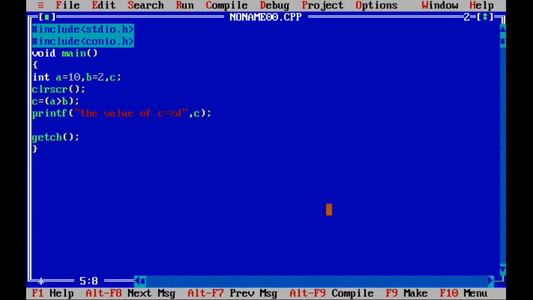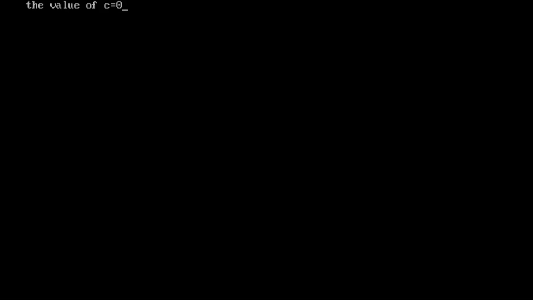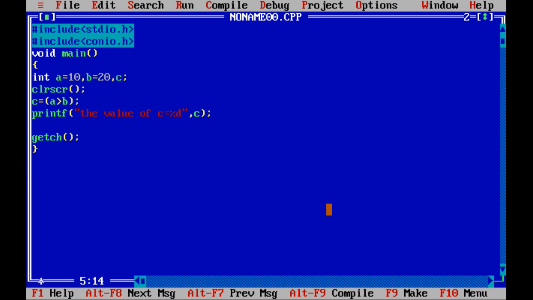If I make the value of B as 20, now is 10 greater than 20? Condition true or false? False. So what value will be stored in C now? 0, because 0 means false and 1 means true. Just compile the program and execute the program and you can see the answer 0. So this is what we do with the relational operators. Next we are going to the concept of logical operators.